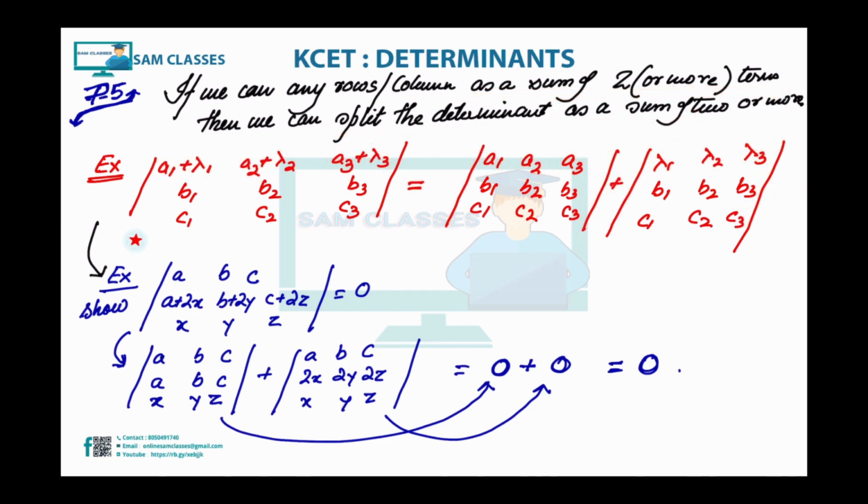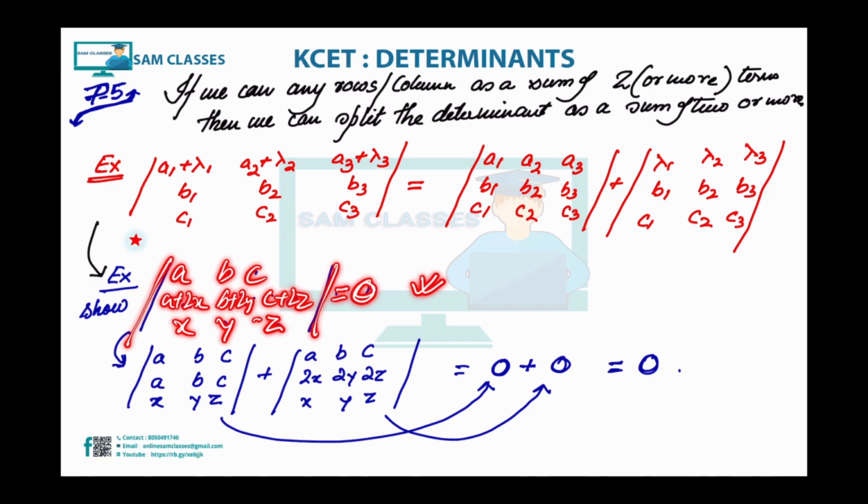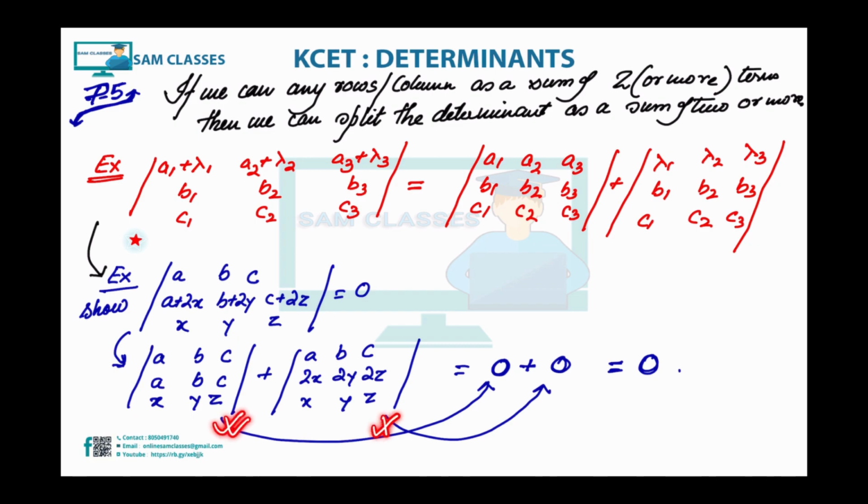Let's see an example. What is the usefulness of this property? They have given a question: a, b, c, then a plus 2x, b plus 2y, and c plus 2z, and below it x, y, and z. So what you can see is that the second row, students, is written as a sum of two terms. So we can split the second row up into two determinants. In one I have taken a, b, and c, and in the other I have taken 2x, 2y, and 2z.